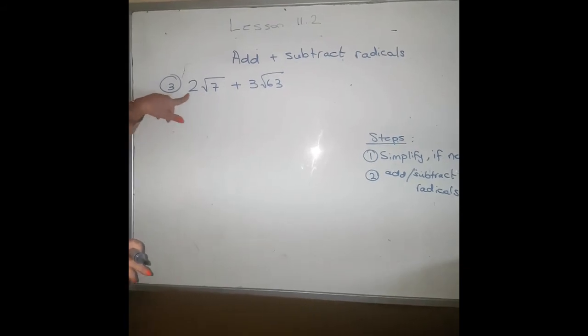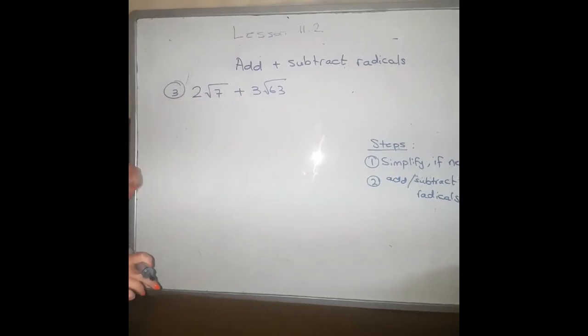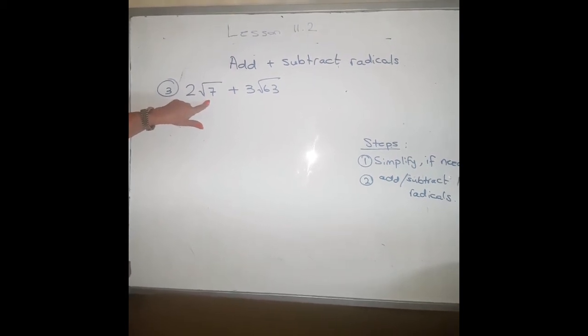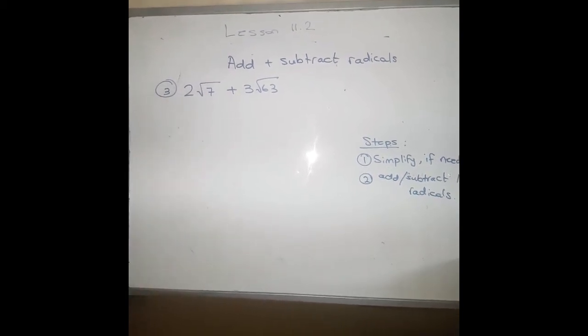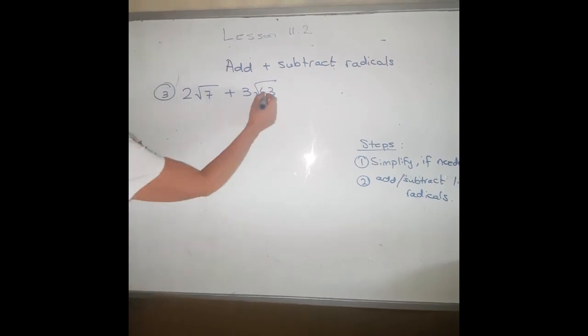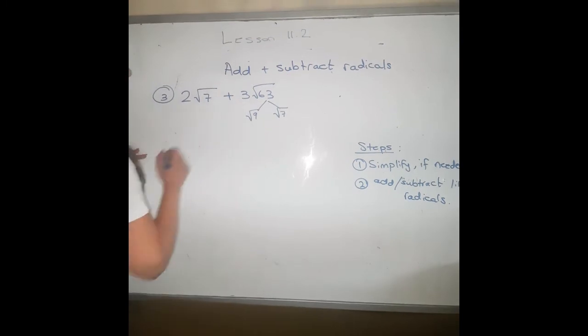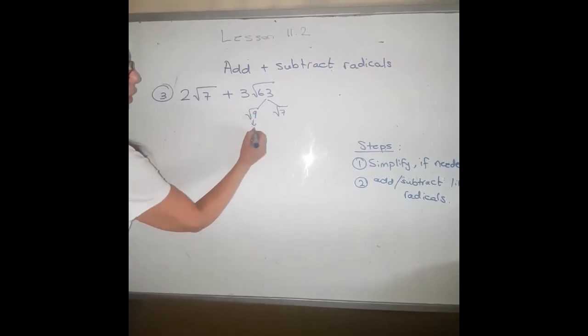The third example is 2 radical 7 plus 3 radical 63. Can I simplify radical 7? I can't, because it's 7 times 1. Can I simplify radical 63? Radical 63 is actually radical 9 times radical 7. Radical 9 is a 3.